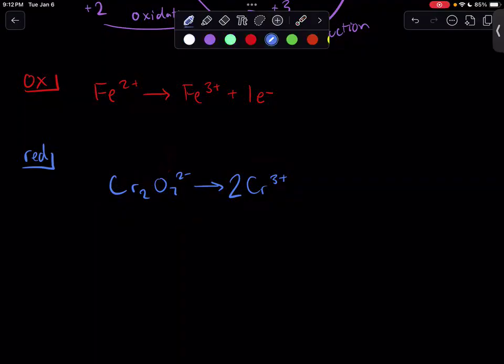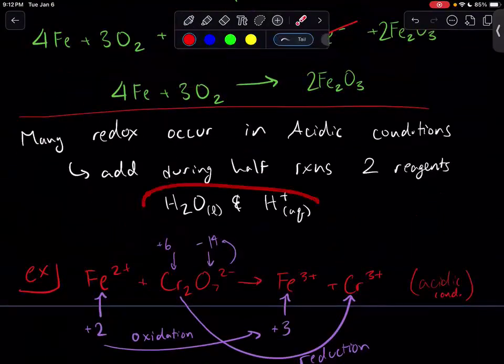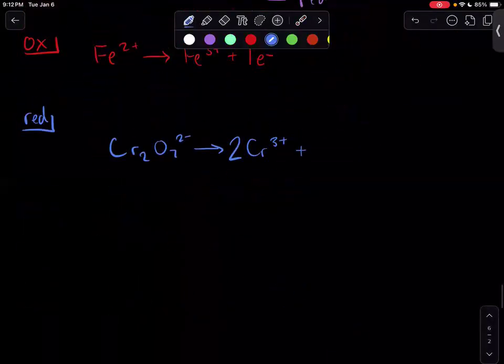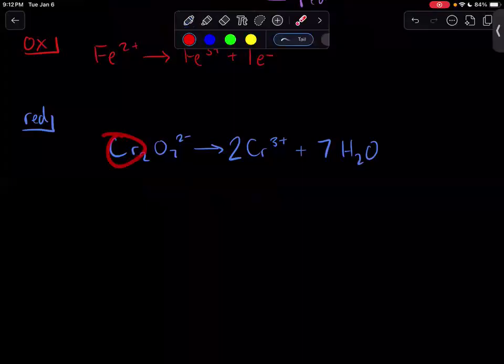So what I'm going to do is add oxygen to my products. In an acidic reaction, I can only add one form of oxygen. I can add either water or protons, so I'm going to add water. In fact, I need 7 oxygen, so I'm going to add 7 water molecules. So now I've balanced my chromium and I've balanced my oxygen. The issue is I've now introduced 14 hydrogen. So I'm going to go ahead and add 14 hydrogen ions to my reactant side. So now I've balanced all my elements.